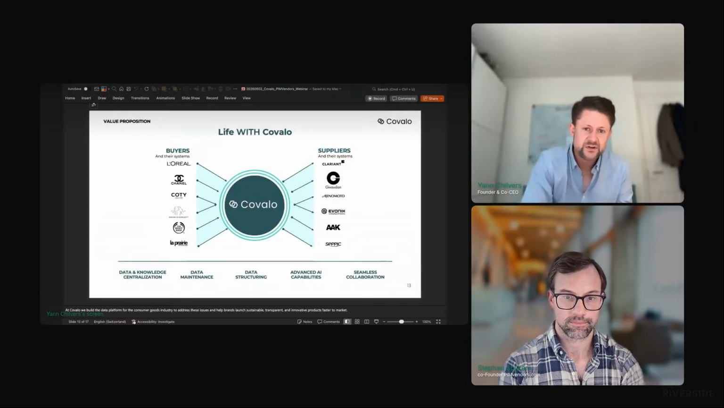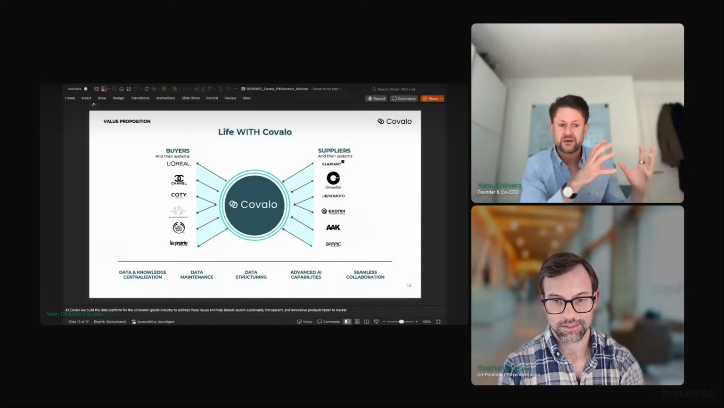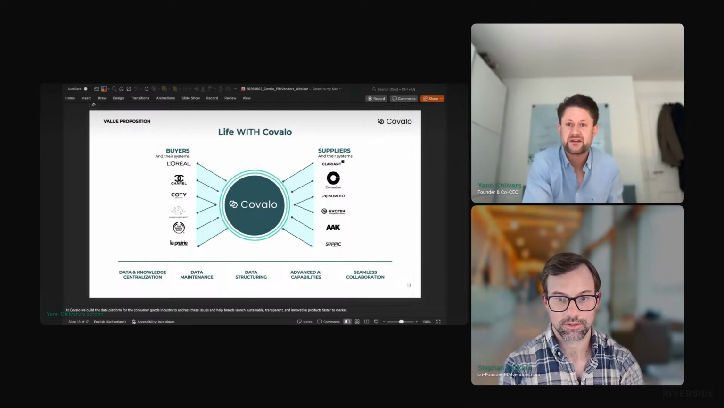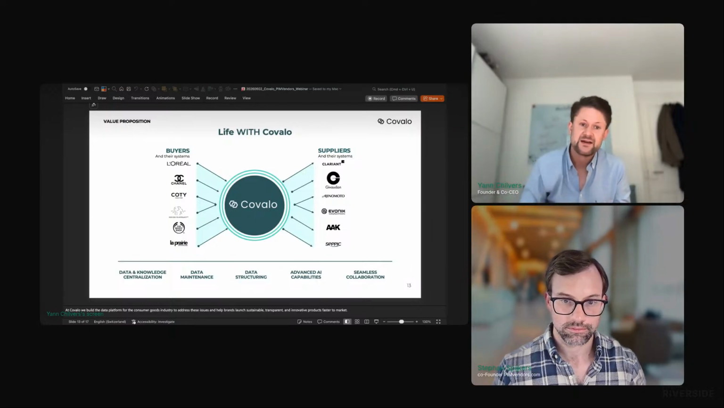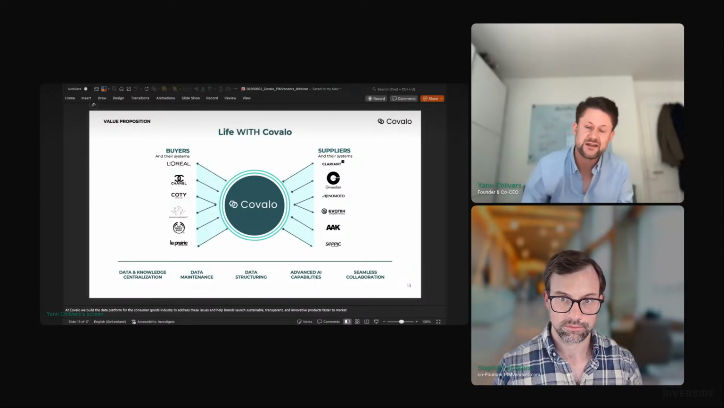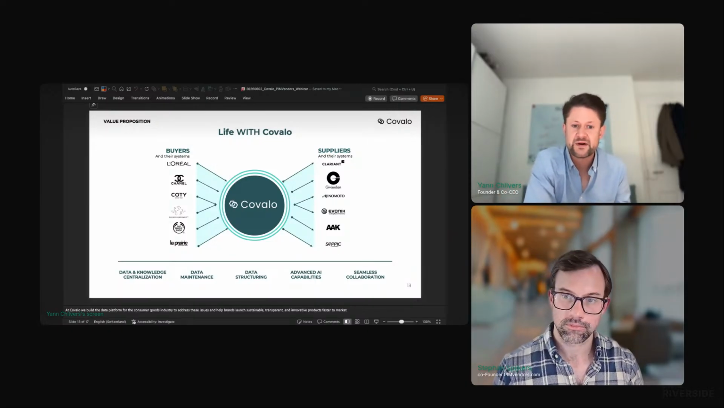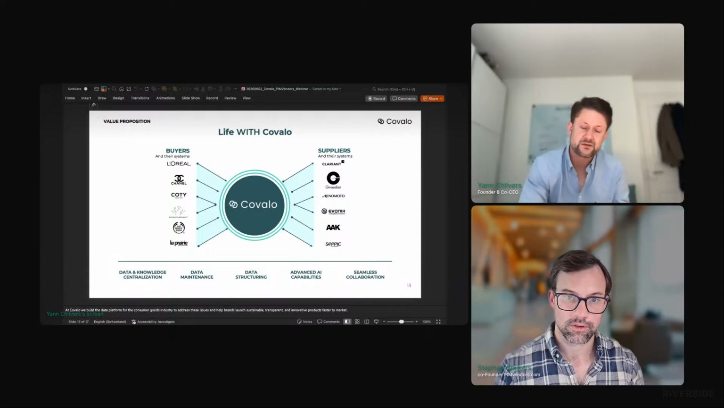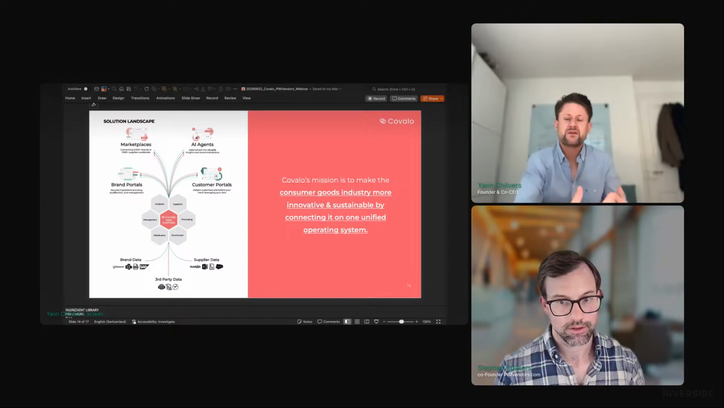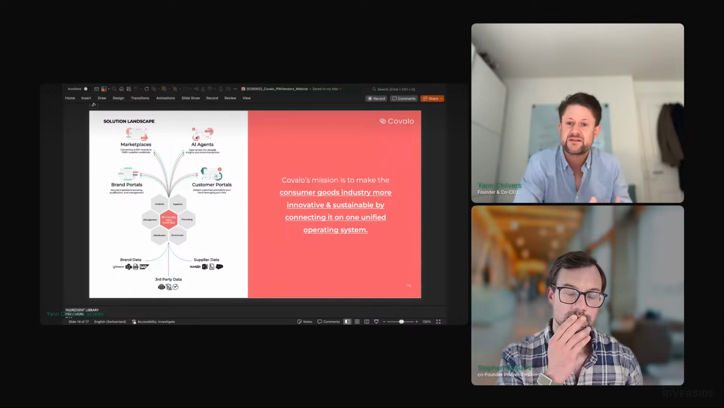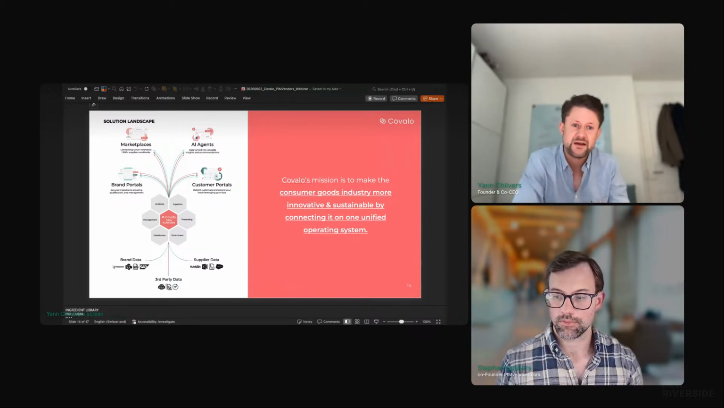So very briefly, by connecting everyone, we basically end the system. We address the data fragmentation layer. We also help standardize it. We make the maintenance much easier. So instead of having to send an update to every single partner, you update it centrally, then the information flows to the different partners. And we can now gradually build the workflows on it and therefore foster greater collaboration. So the mission of the company is really ultimately to help the industry be more innovative and sustainable by connecting it into a unified process.